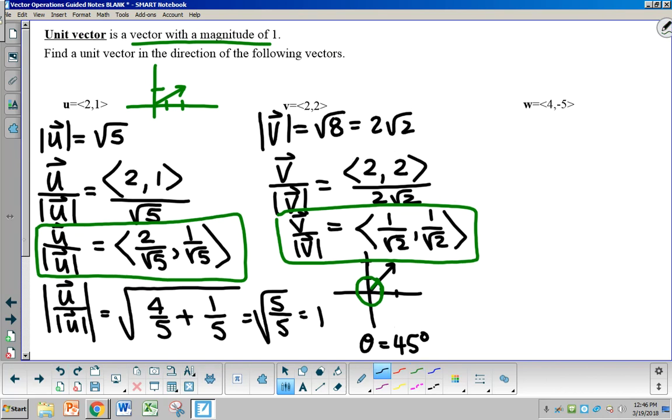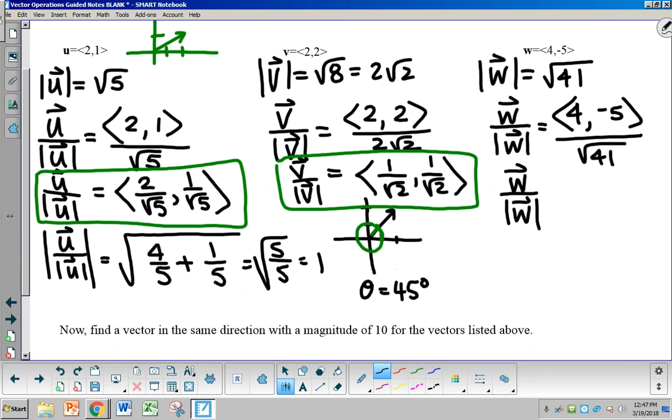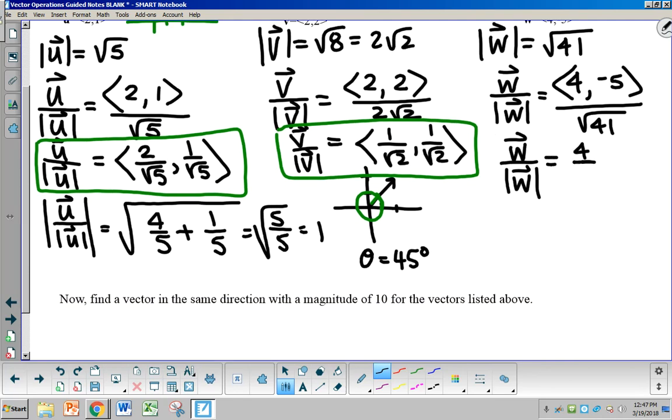All right, what about this one? First step is to find its magnitude. So the magnitude of w is going to be the square root of 16 plus 25, which is root 41. I'm not writing out how I'm getting it. Are you guys going to remember how to do that? Okay. So the unit vector is going to be w over its magnitude, which equals 4, comma, negative 5 with the angle brackets over the square root of 41. And we distribute that. We get 4 over root 41. And you guys do not have to rationalize. You can leave it just like this.